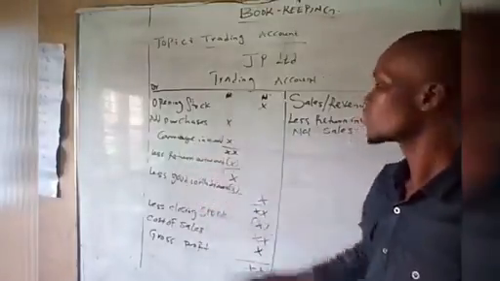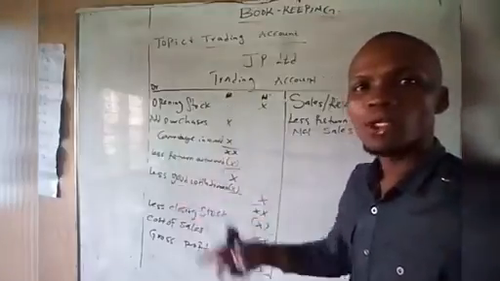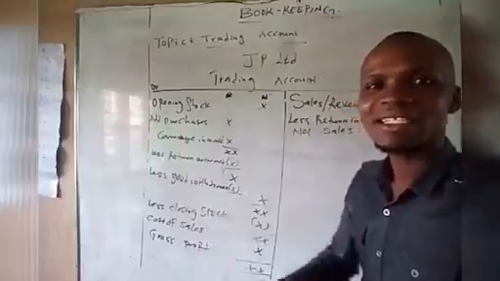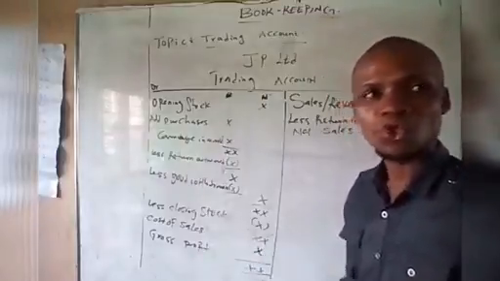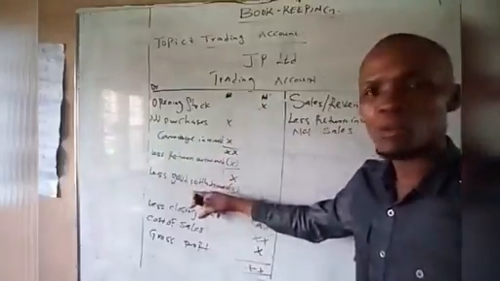Now we have goods withdrawn. Goods withdrawn is the part of raw material purchased that the owner consumed by himself for personal purpose. I come again.